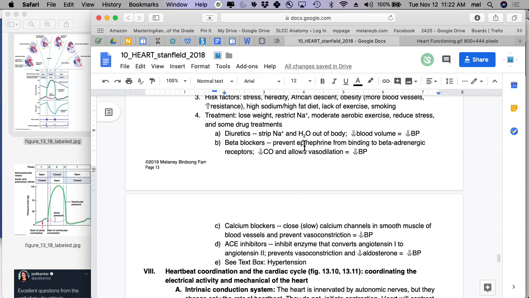Okay, so I won't test you on congestive heart failure. You can read it if you want to. Okay, that's the only thing that I didn't do.